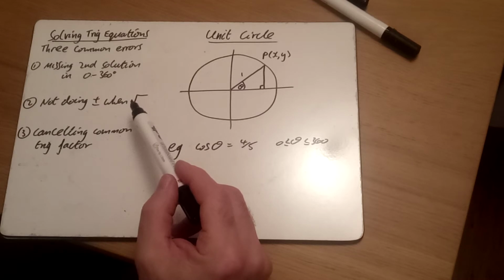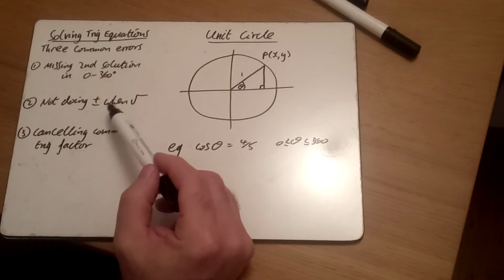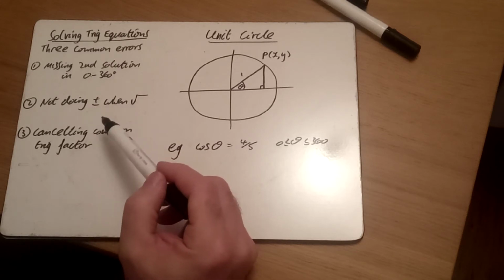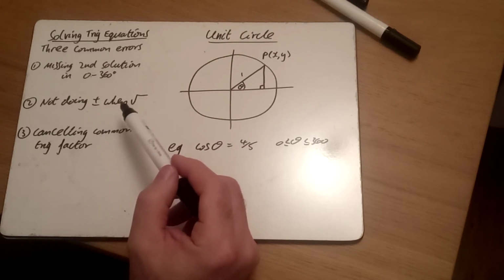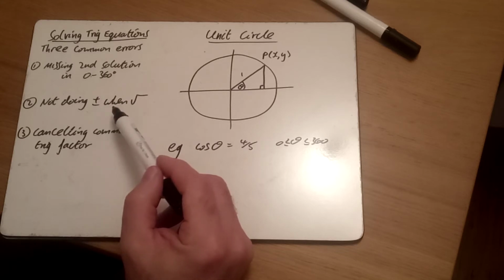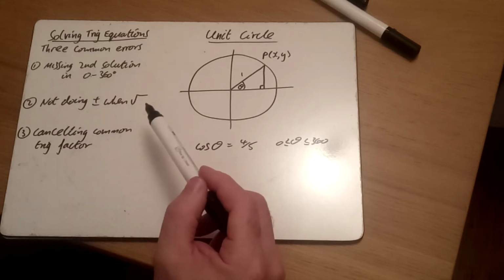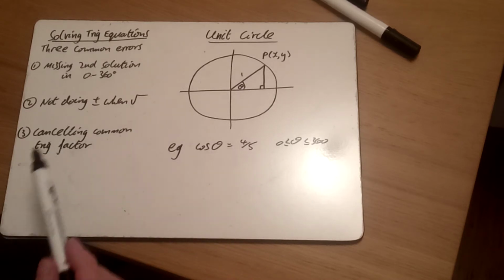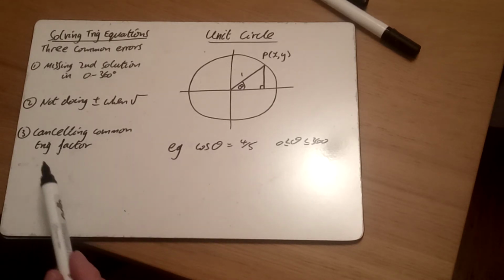Another error is if the equation's got sine squared, cos squared, tan squared in, and when we square root it, forgetting to do plus or minus. So if it was sine squared is a quarter, for example, you need to do sine theta is root of a quarter, plus or minus a half, and each one of those is going to give 2 solutions in 0 to 360.